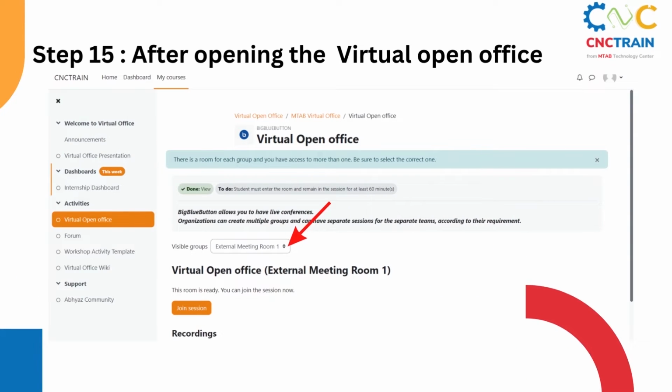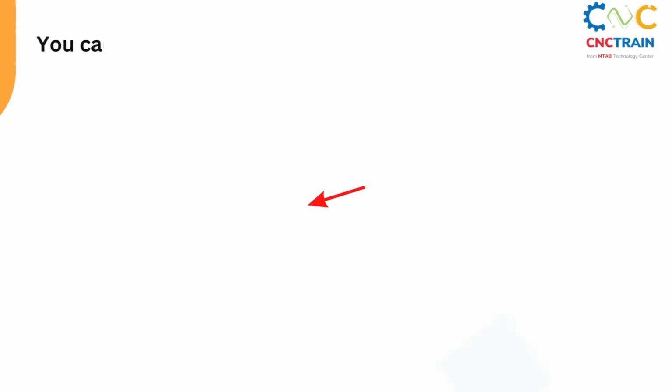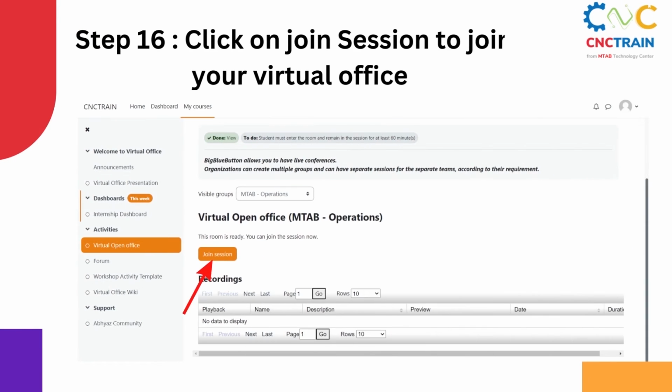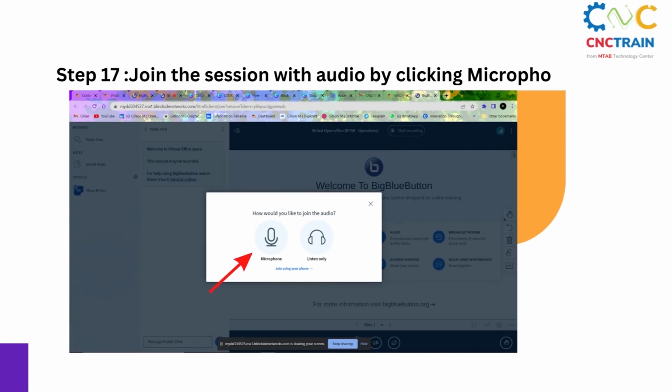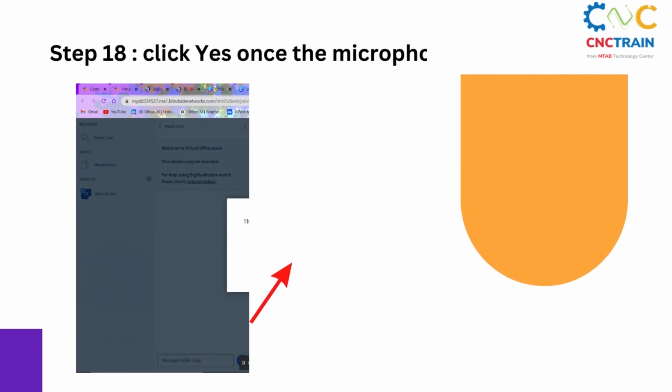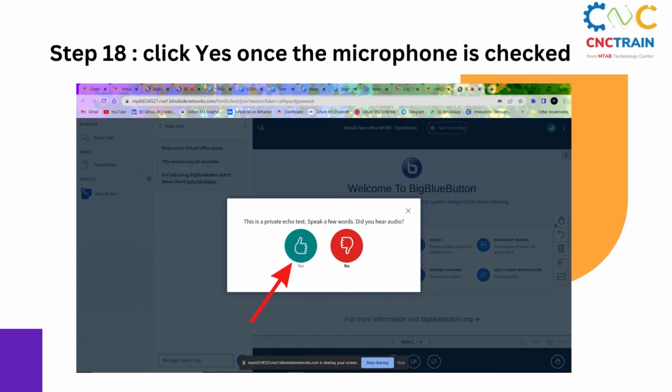After opening the Virtual Open Office, you can find the respective rooms under Visible Groups. Select the specific room to join the session. After selecting the specific room, click on Join Session to join your virtual office. Join the session with audio by clicking Microphone. Make sure to allow your microphone access. Click Yes once the microphone is checked.